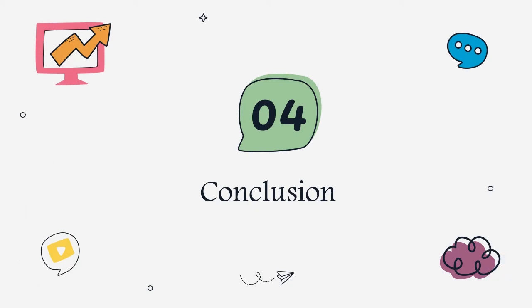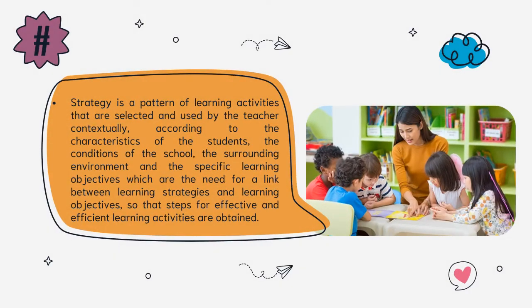Conclusion. Strategy is a pattern of learning activities that are selected and used by the teacher contextually, according to the characteristics of the students, the condition of the school, the surrounding environment, and the specific learning objectives, which creates a need for a link between learning strategies and learning objectives, so that steps for effective and efficient learning activities are obtained.